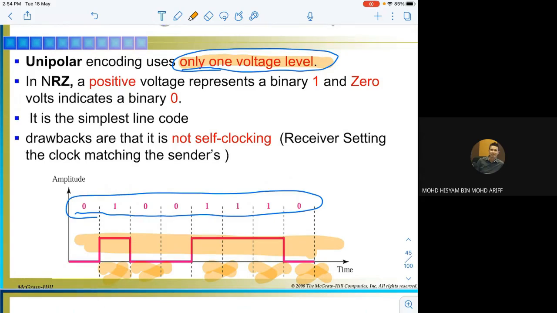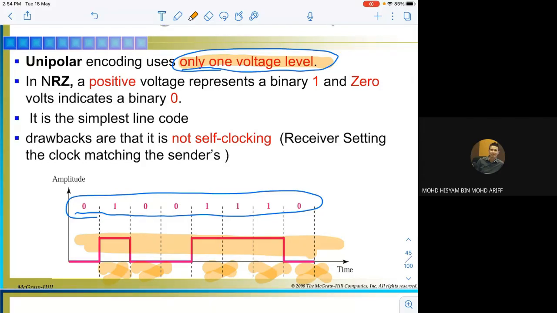Nampak tak? So, understand or not? Ini unipolar from this figure. Faham ke tak? Kalau tak faham, saya akan bagi you take time untuk understand this signal, how to draw. Okay, understand or not? This one unipolar. Faham kan? Unipolar maksud apa? Ada satu level saja, one level only.